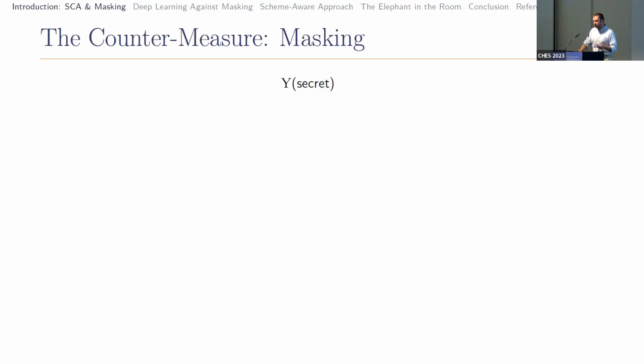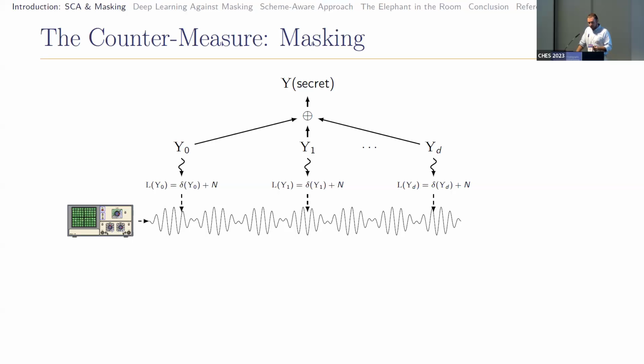The idea is to replace the processing of any computation involving secrets by some corresponding share according to a given secret sharing scheme. So let's say take an additive secret sharing scheme where your secret is replaced by the sum of some d+1 shares. And instead of processing the secret directly, you will process the d+1 shares instead. And these d+1 shares will leak instead of the secret directly.